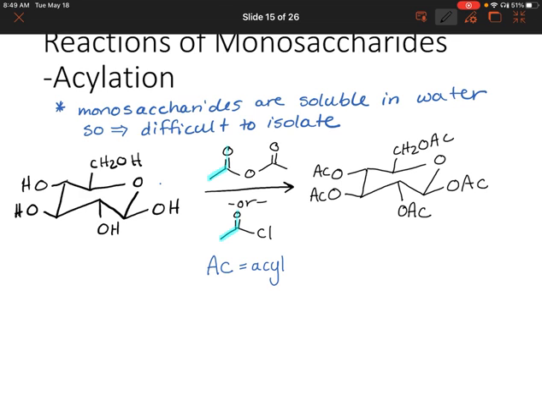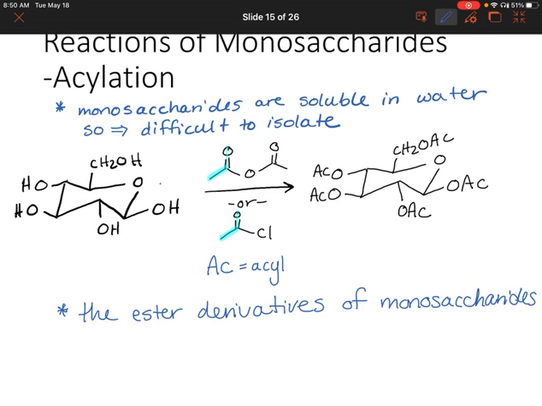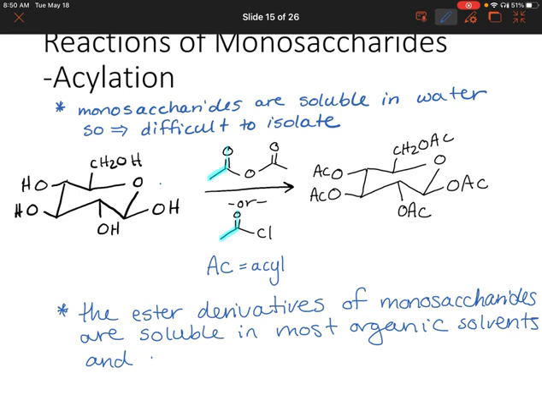So now that everything is an ester, the monosaccharide can dissolve into an organic solvent, and then it's going to be a little bit easier to isolate the monosaccharide. So let's just write here that the ester derivatives of monosaccharides are soluble in most organic solvents and are easily purified. And then we could do analysis on it and see what the structural makeup is of the original monosaccharide from there.